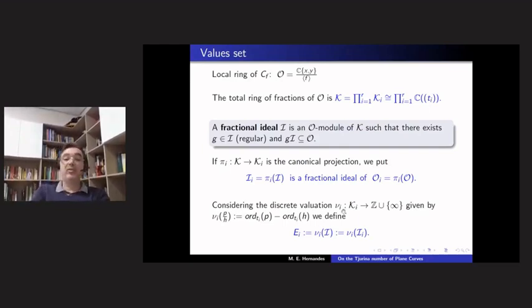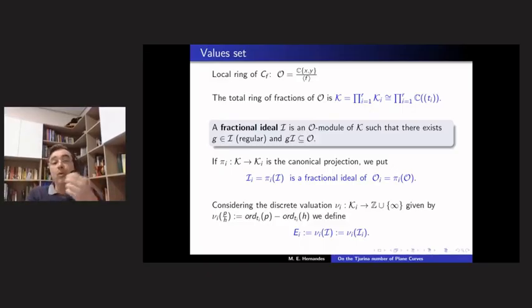And considering the discrete valuation nu_i from the field K_i to the extended integer numbers, defined by zero maps to infinity, the value of a fraction of an element in K_i is precisely the difference between the multiplicity in T_i of P minus the multiplicity, or the order, in T_i of H. So considering this notation, we put A_i as the value set of the fraction ideal I, or the valuation of the projection of this fraction ideal.